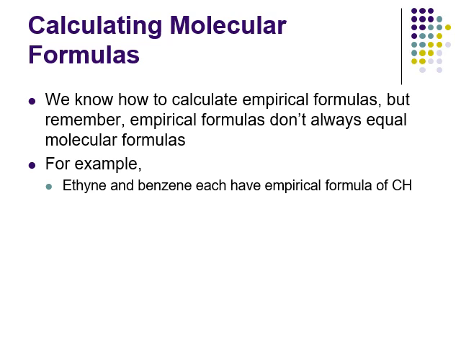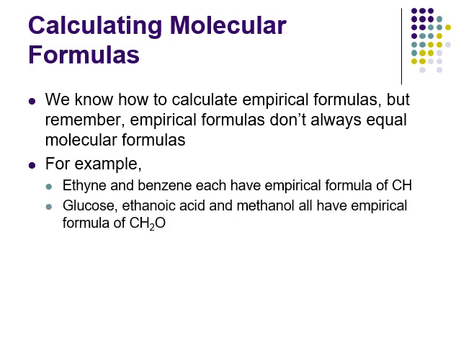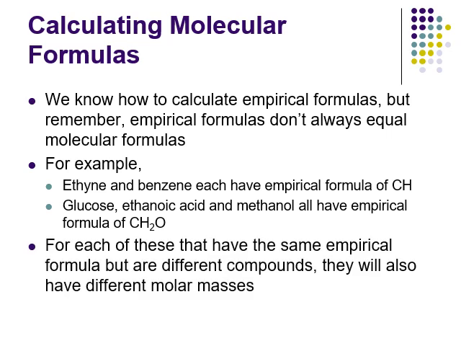So like ethine and benzene both have an empirical formula of CH, very different compounds. Glucose, ethanoic acid, and methanol all have the empirical formula of CH2O. Glucose is blood sugar. We use that to live. Methanol is a terrible, terrible alcohol that will cause brain damage to you and burns invisibly. Nasty stuff. So we need to transition from the empirical formula to the molecular formula.